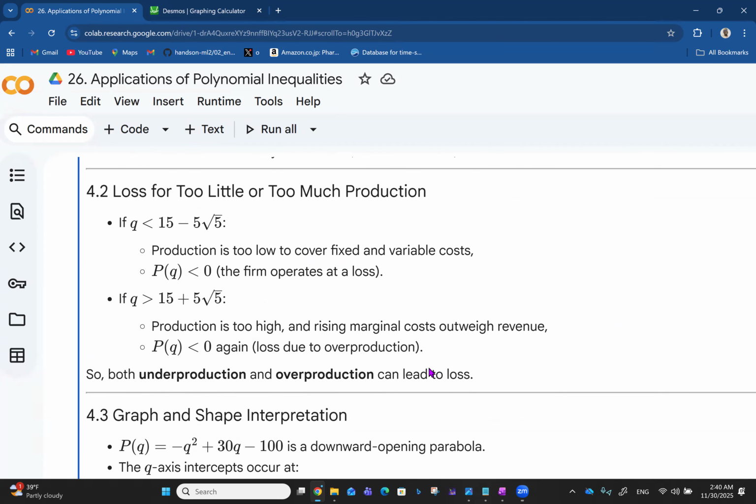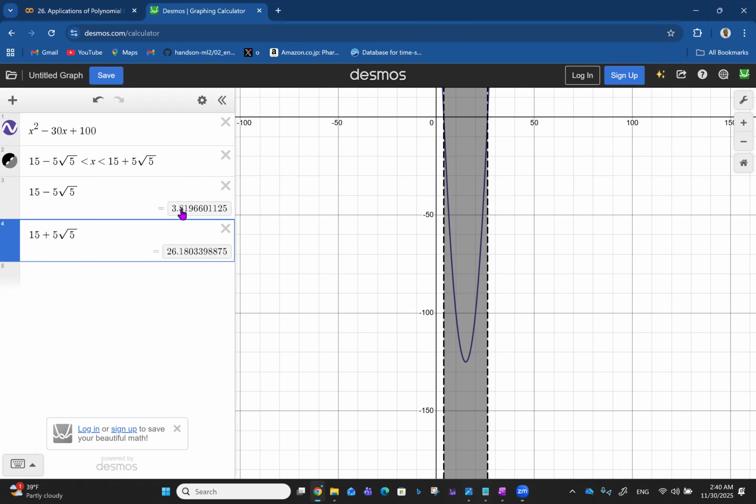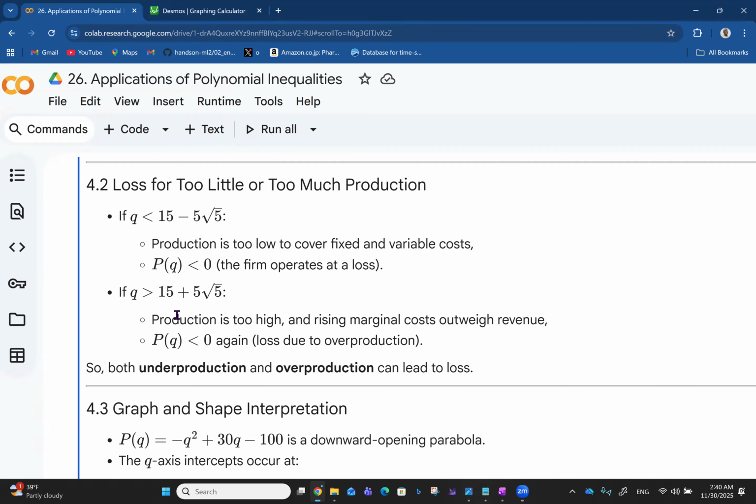Then there is loss for too little or too much production. If we produce too little, below 3.81, or too much, above 26, there can be a loss. So loss for too little or too much production.